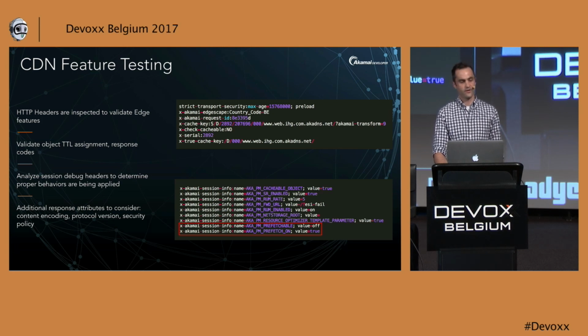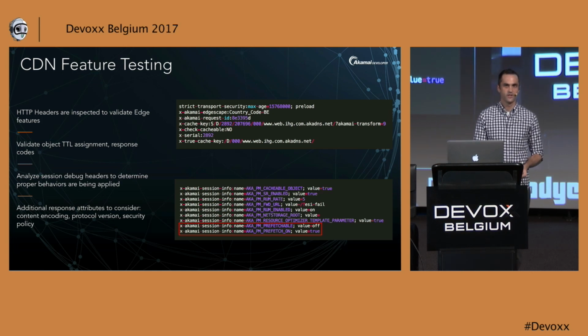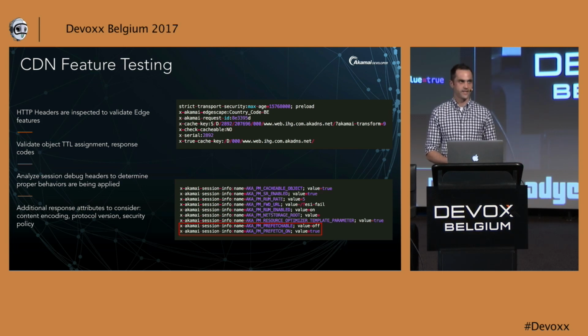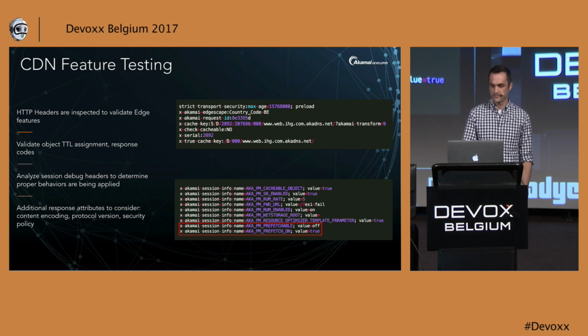Additional things you might want to look at are meta attributes of the request that are native to HTTP. Things like what is the protocol version, the content encoding, various other headers like cache control, vary, things like that, and content security policies.